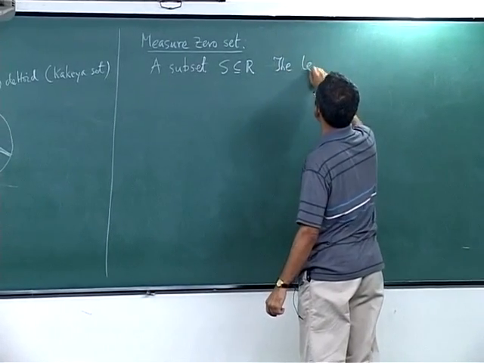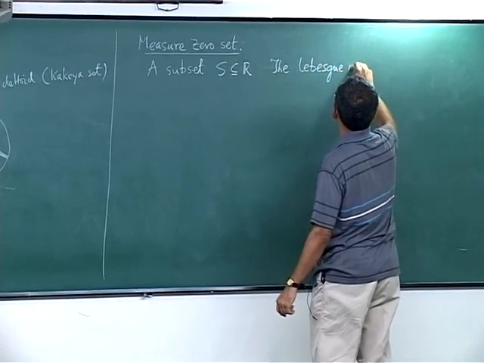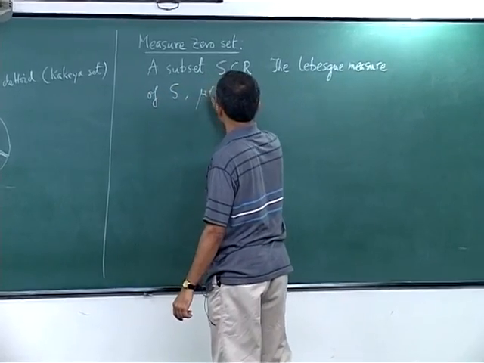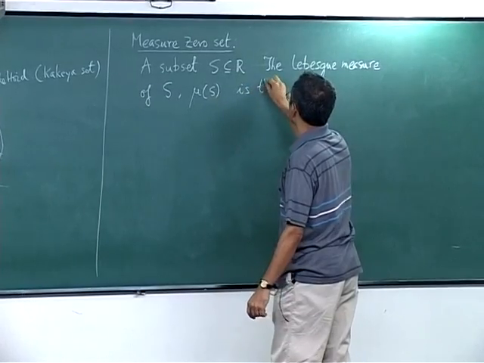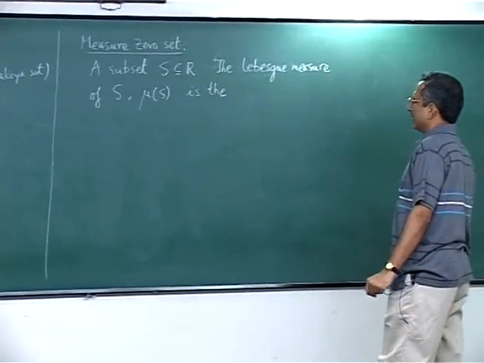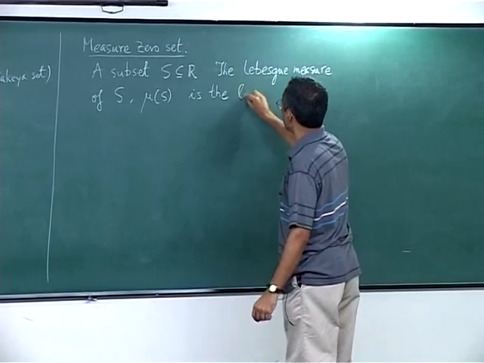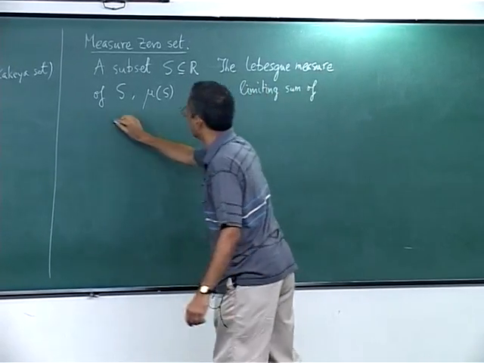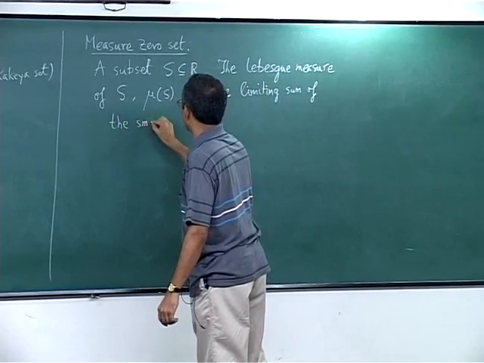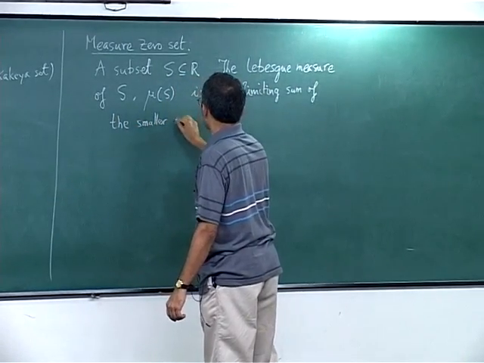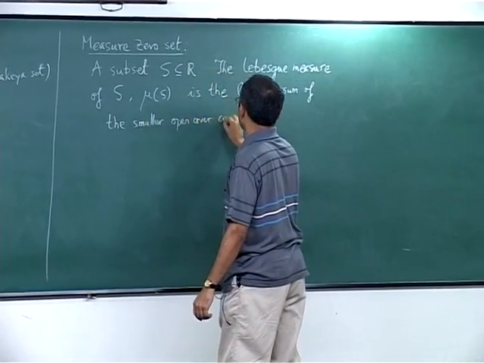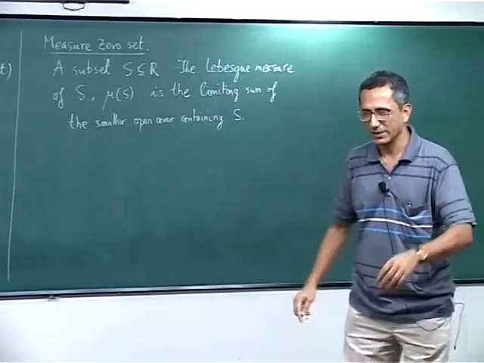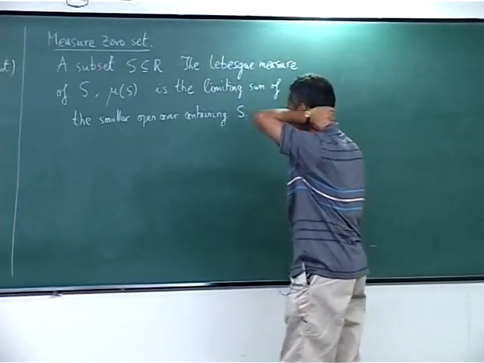It's also called the Lebesgue measure. It is denoted by mu of S, and is defined as the limiting sum of the smallest open cover containing S. It's all technical jargon. Let me try to explain what I mean by it.